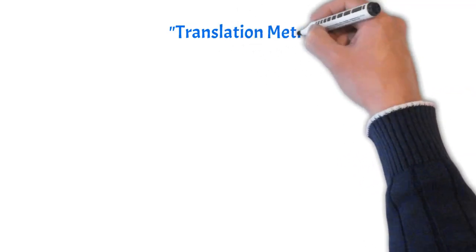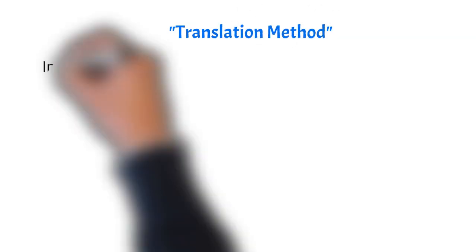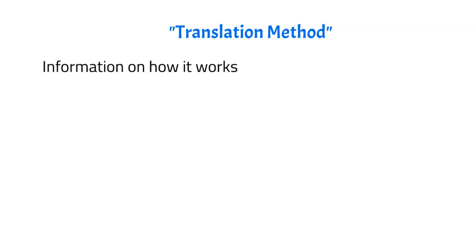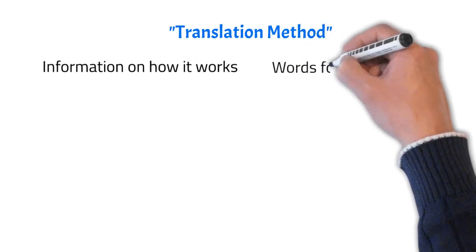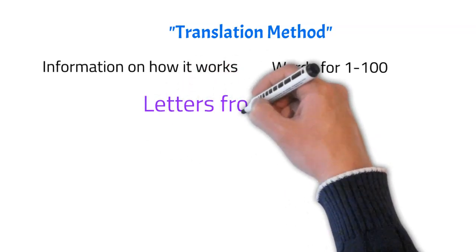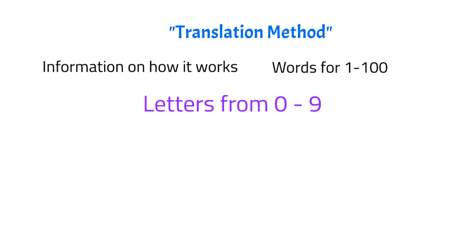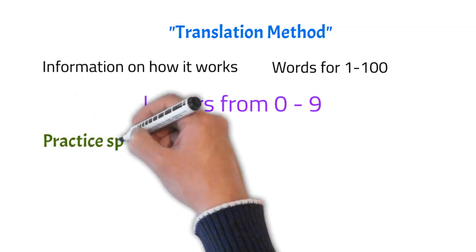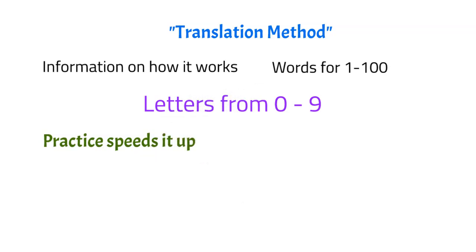In the website, the translation method link includes all the information about how this method works, including a primary list of words for numbers from 1 to 100. Remember, you really only need to learn the letters from 0 to 9, and even they have a memory association. The value of practice is that it speeds up the translation process.